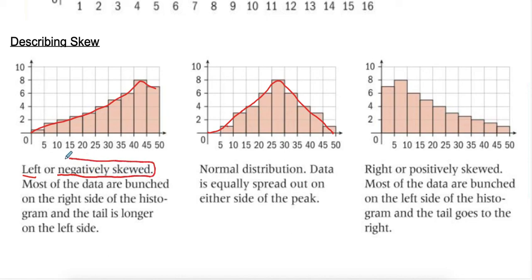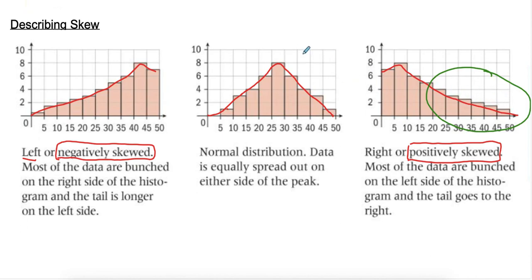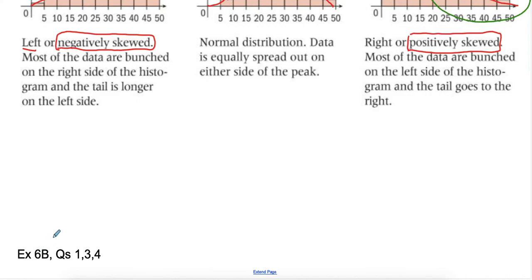And this is the language I want you to use: negatively skewed or positively skewed. Again, it can be quite counterintuitive that you might think, well here the data is bunched towards the left, so it's left skewed, but it's not. It's all to do with thinking about the tail. So the tail, this region here, is skewed towards the right. So we say it's positively skewed or right skewed. Basically, I'd like you to do exercise 6B, questions 1, 3, and 4.